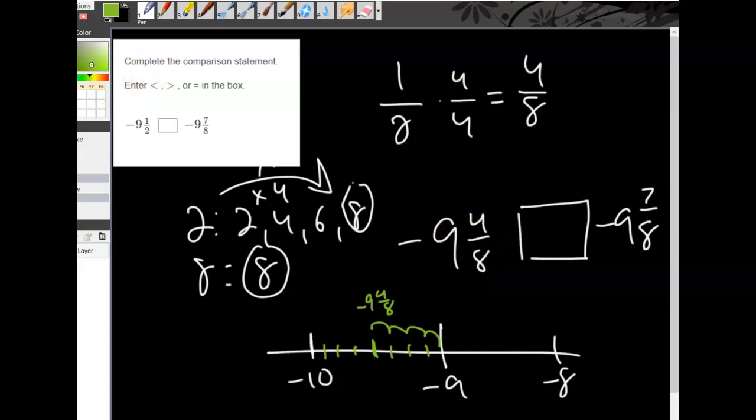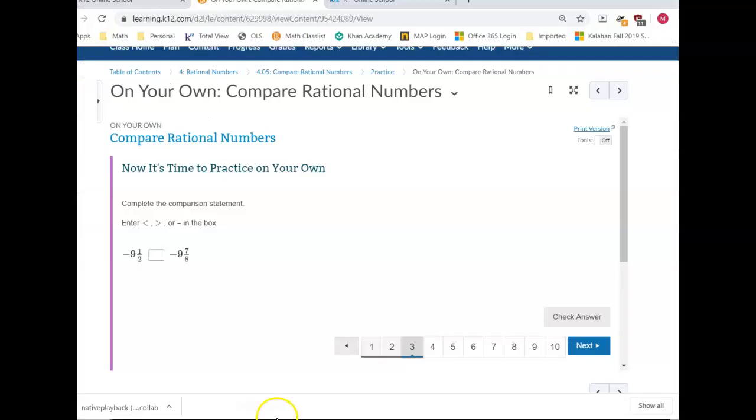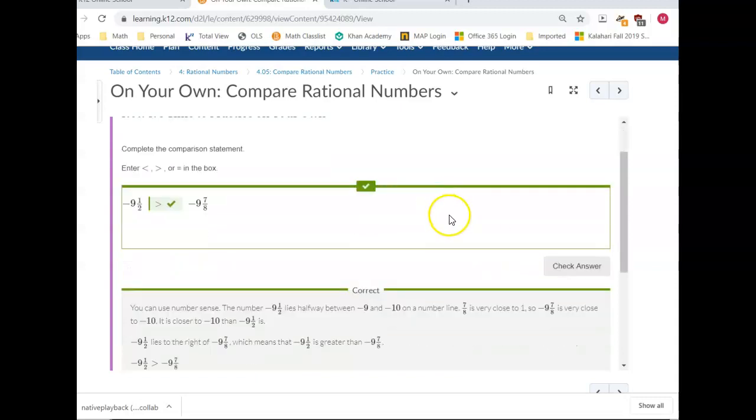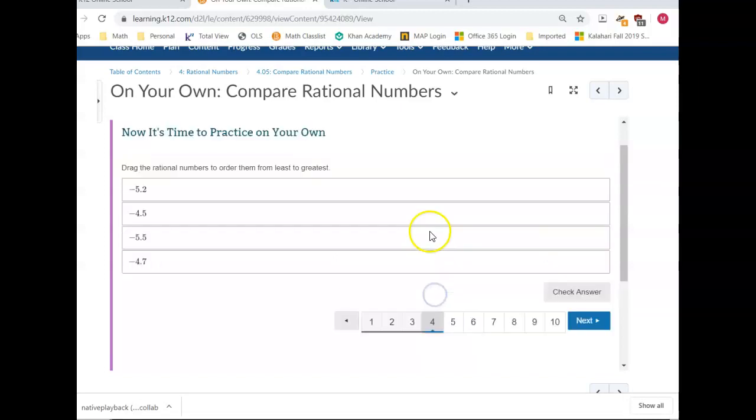And then if we look at -9 and 7/8, I'm going to go 1, 2, 3, 4, 5, 6, 7. It's almost at -10. So it's farther to the left on the number line, so it's smaller. -9 and 7/8 is smaller. So the way this is set up, you'd want to use the greater than sign. -9 and 4/8, or -9.5, is greater than -9 and 7/8. So you would want the greater than symbol here. And it's correct. And you can read their explanation as well, pretty much what I just said.